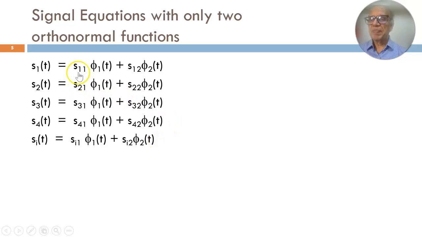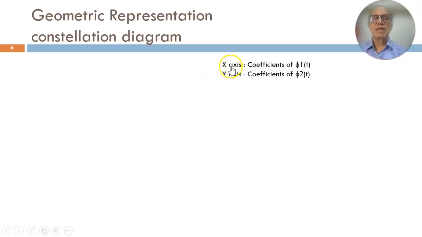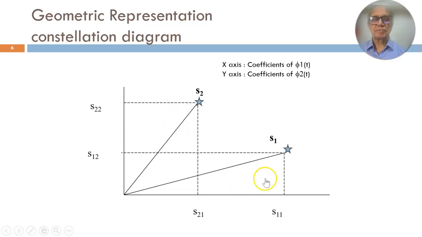Now we want to see how to represent this Si(t) in a geometric fashion. So we'll use two axes, X and Y. On the X axis we'll plot the coefficient of phi1(t), and on the Y axis we'll plot the coefficient of phi2(t). So various vectors can be drawn for the corresponding signaling waveforms. So let us do that. As I said, the X-axis contains the coefficients of phi1(t) and the Y-axis contains the coefficients of phi2(t). A couple of examples are shown here.